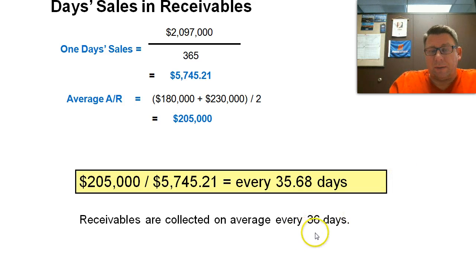Now, is that good? Is that bad? What would we measure that to? Well, we'd probably compare it to our credit terms. If we were extending credit to customers that said they need to pay us every 30 days, and on average we're collecting every 36 days, we're taking almost a week longer to collect our receivables than what our credit terms are telling us. And so we would say then that we actually need to improve and work on that area. If 45 days were our standard credit, then this would be perfectly fine.